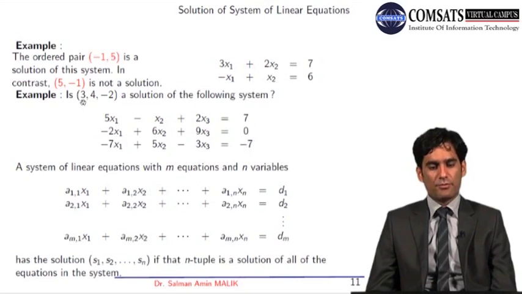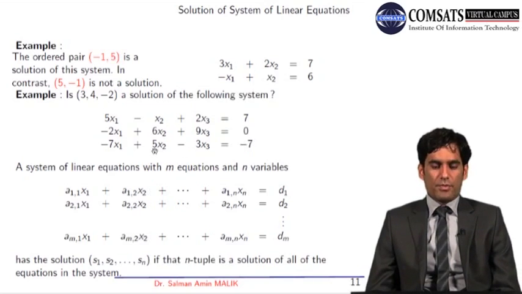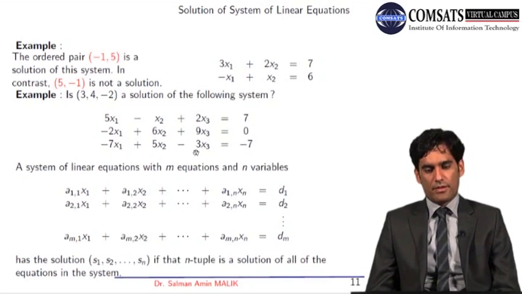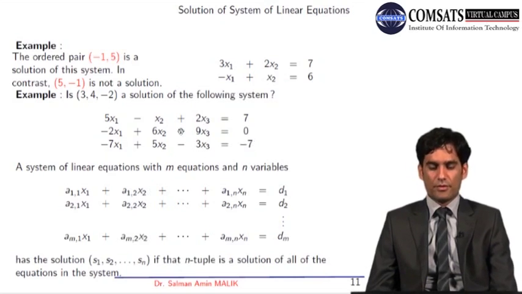Let's check the third equation. We have the value of x1 equals 3. We have here -21, and here plus 5 times 4 is 20. So this turns out to be -1, and minus 6, it turns out to be -1 plus 6, which is 5, is not equal to -7. So this is not a solution of the system of linear equations because the third equation is not satisfied.